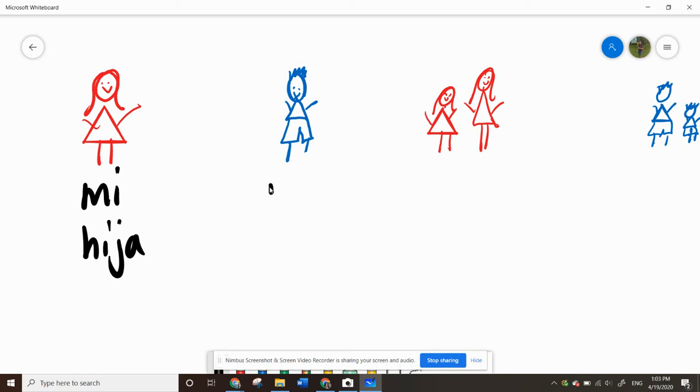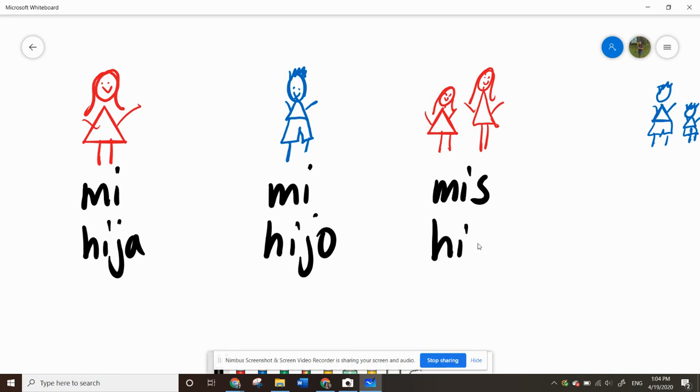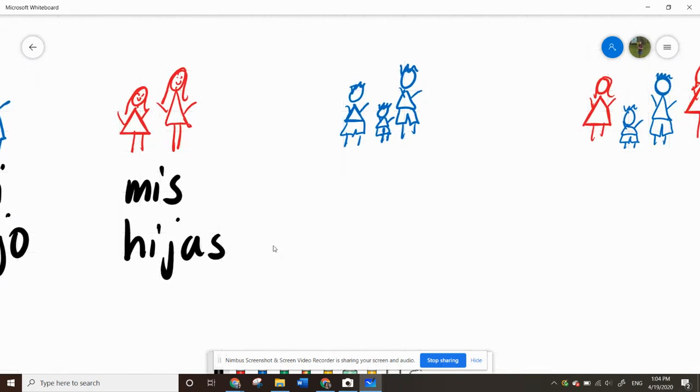This one is my son. So I'm just going to say this is mi hijo. It ends in an O because it's a son. Simple enough. These are my daughters. So I'm going to say that these are mis. We add an S on the end if it's plural. And these are going to be my daughters. So it's not just one hija, it's hijas, just like in English. You just stick an S on the end, daughters. Okay, these are my sons, so these are mis hijos.